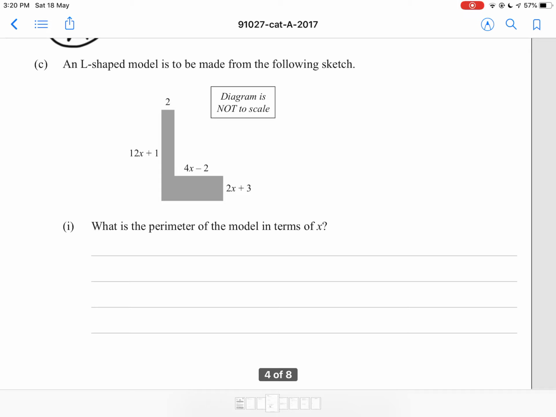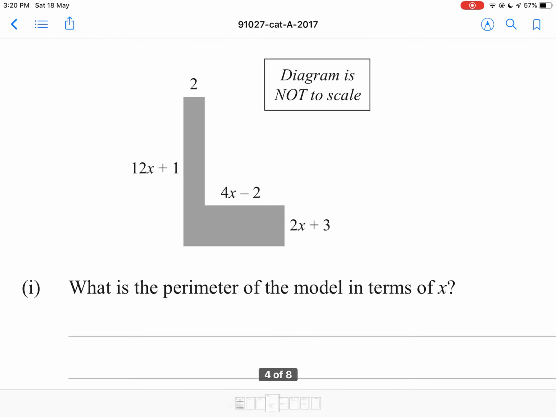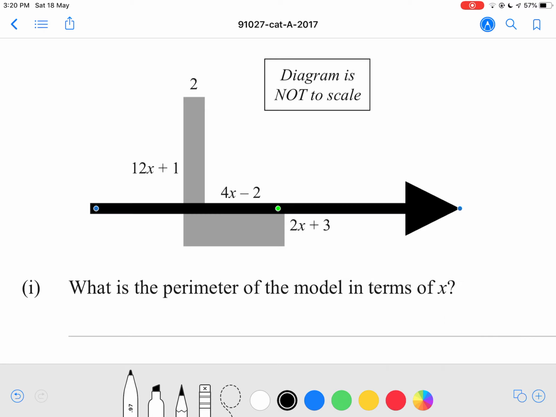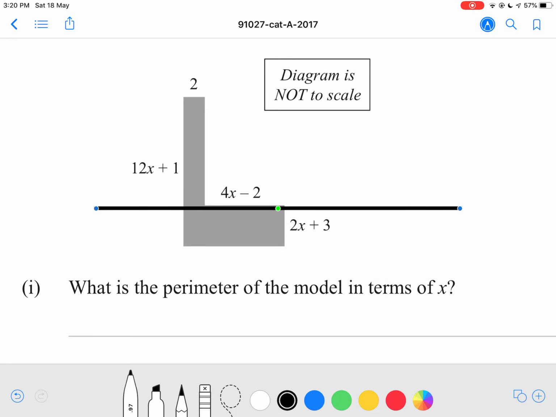An L-shaped model is to be made from the following sketch. What is the perimeter of the model in terms of x? So basically, what are we trying to find? We're trying to find the perimeter of the model. The easiest thing in these questions is always to split it off. So you see here, we can just put a line through here. We're just splitting these two sections separately, so then we don't get confused later.